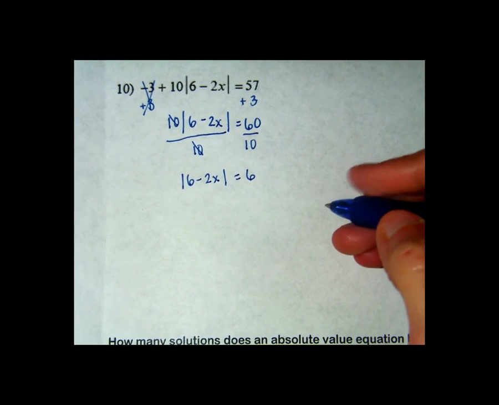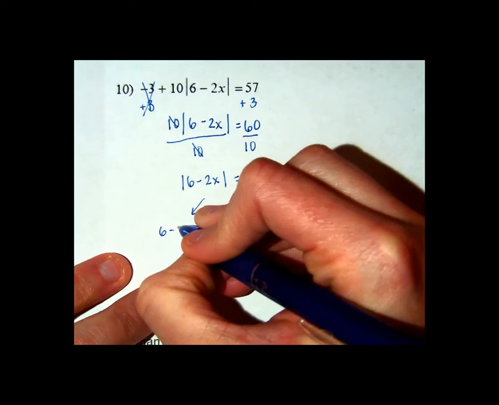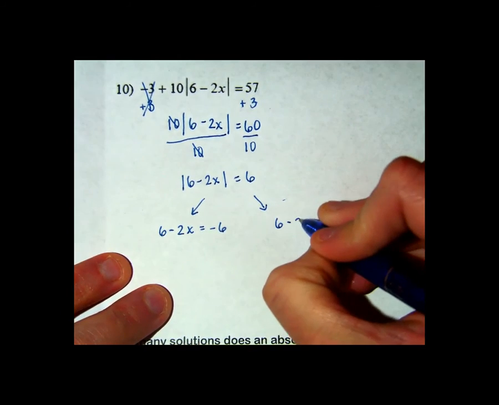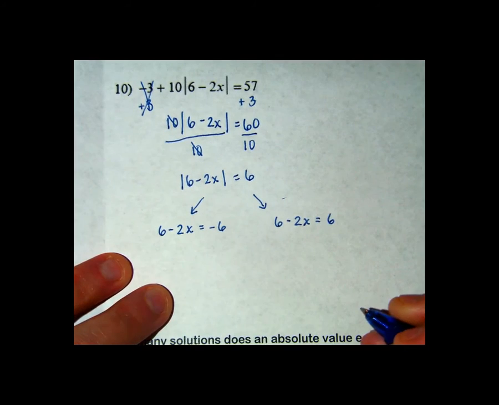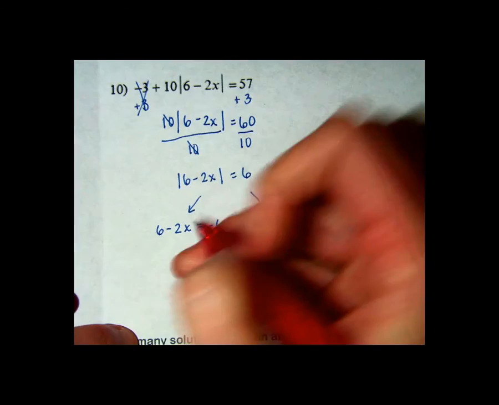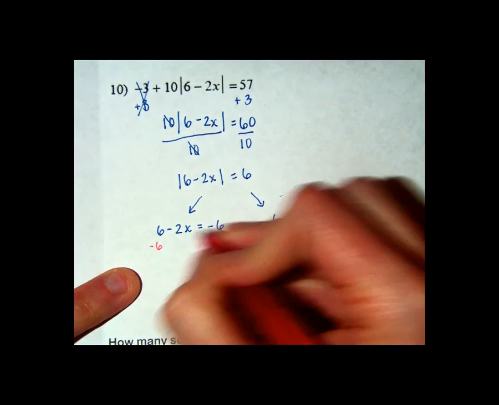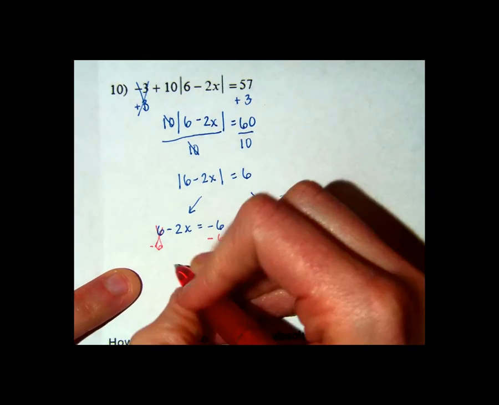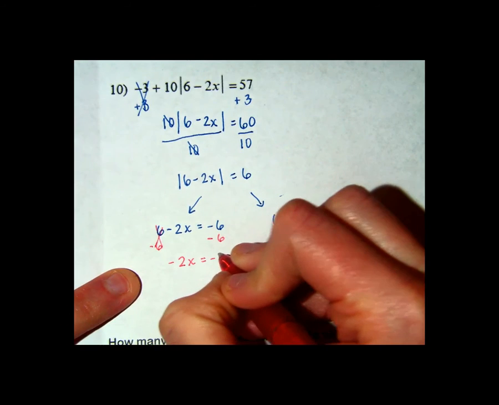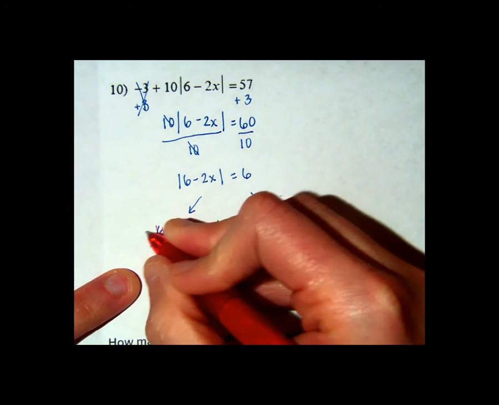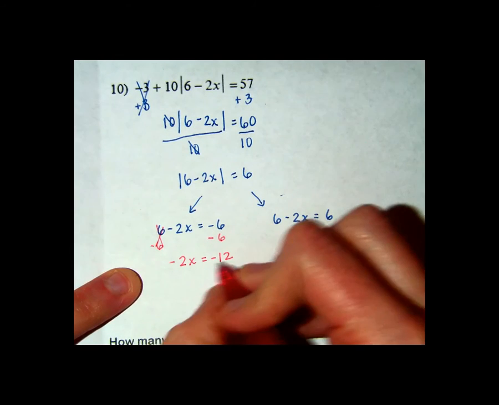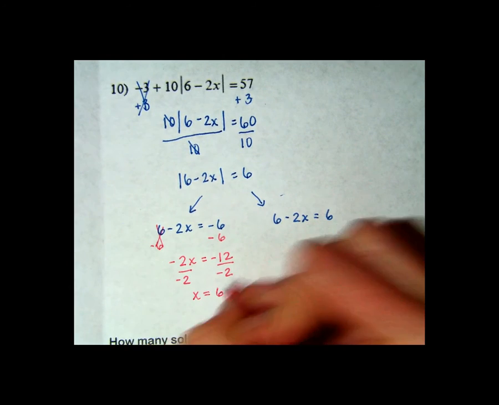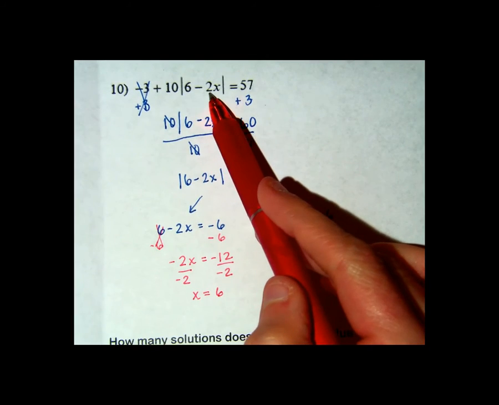Ready for the two cases. 6 minus 2x equals negative 6. And 6 minus 2x equals positive 6. I will then solve each. I'm subtracting 6, not adding it. I don't look at this symbol. I'm looking at the symbol in front of the 6. That's a common mistake, is to use this symbol when I need the one in front of the 6. So negative 2x equals negative 12, so divide by negative 2. x equals positive 6. Again, to check, you can go plug it back in for x, see if it works out.